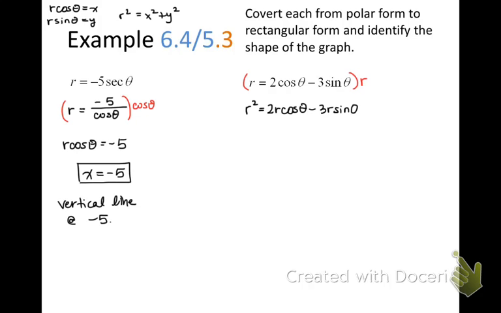All right, so we've got things that we can replace. r squared can be replaced with, yep, x squared plus y squared. r cosine of theta can be replaced with, I'm going to keep that 2 though, just like I'm going to keep this 3, but then I'm going to replace r sine of theta with a y. Can anyone tell me at this stage in the game what shape this is going to be?